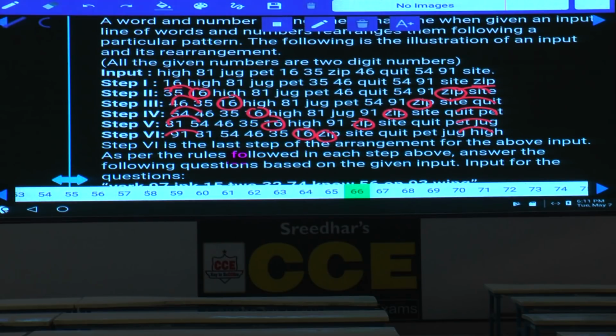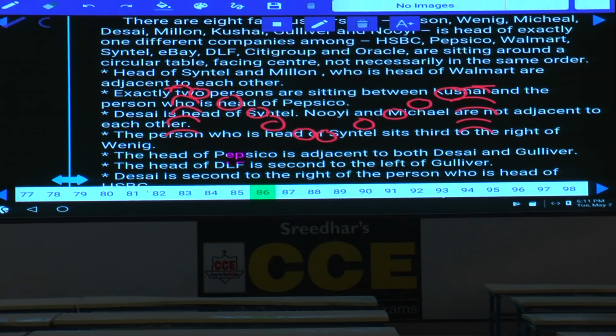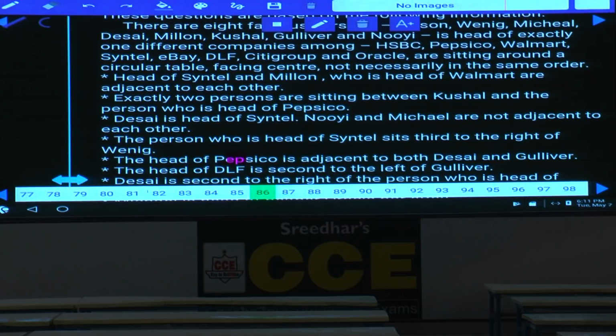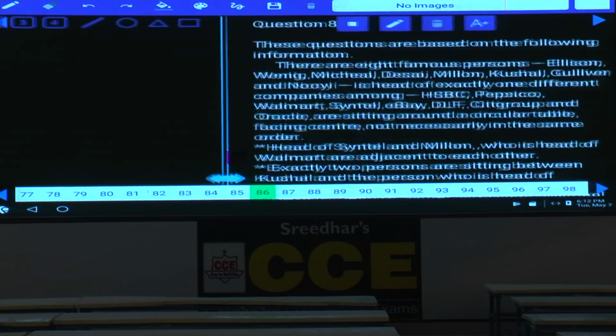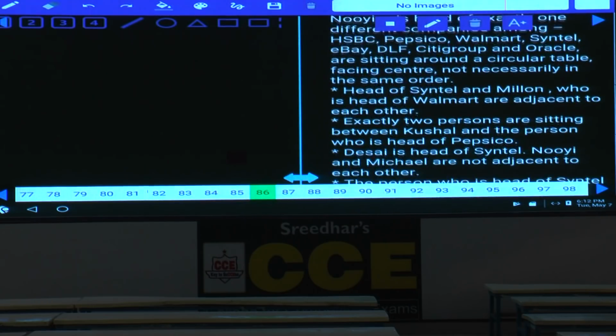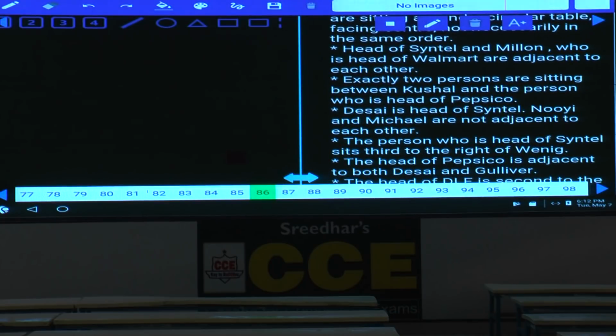Then next one, question number 86 to 90. Now in this 86 to 90, tell me what is the information here. There are 8 famous persons, and each of these 8 persons is the head of exactly 1 different company, among HSBC and so on. 8 different companies were given and they are seated around a circular table. Now 8 persons are seated around a circular table and they are the heads of 8 different companies. And all the persons are facing towards the center, clearly given. As the persons are facing towards the center, isn't it?